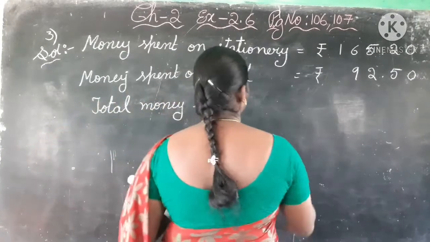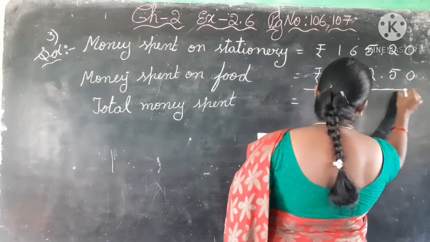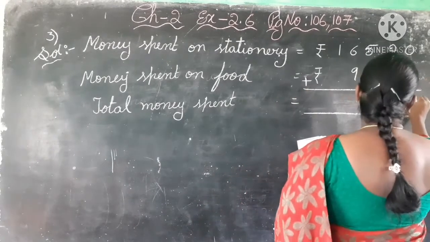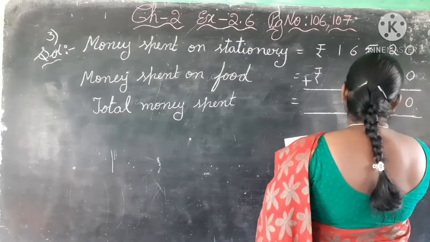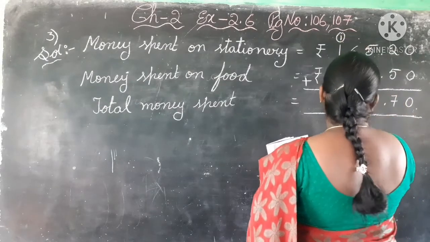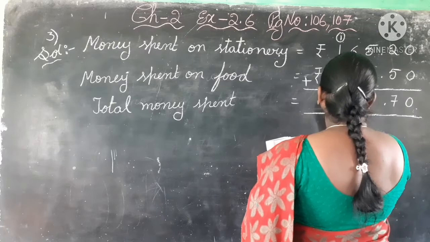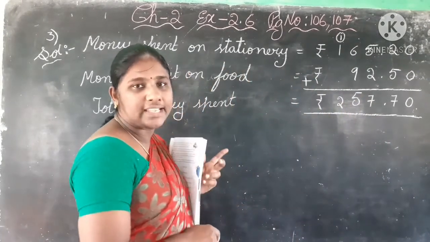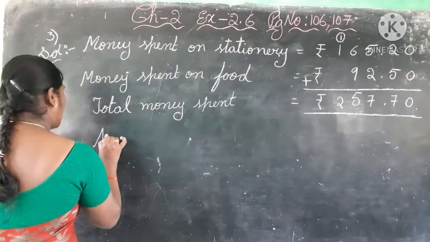Total money spent. Total how much money he spent? What we have to do? Do the addition. 0, 7, 7, 6 plus 9, 15. Here 2, here rupees. So 257 rupees 70 paise he spent.